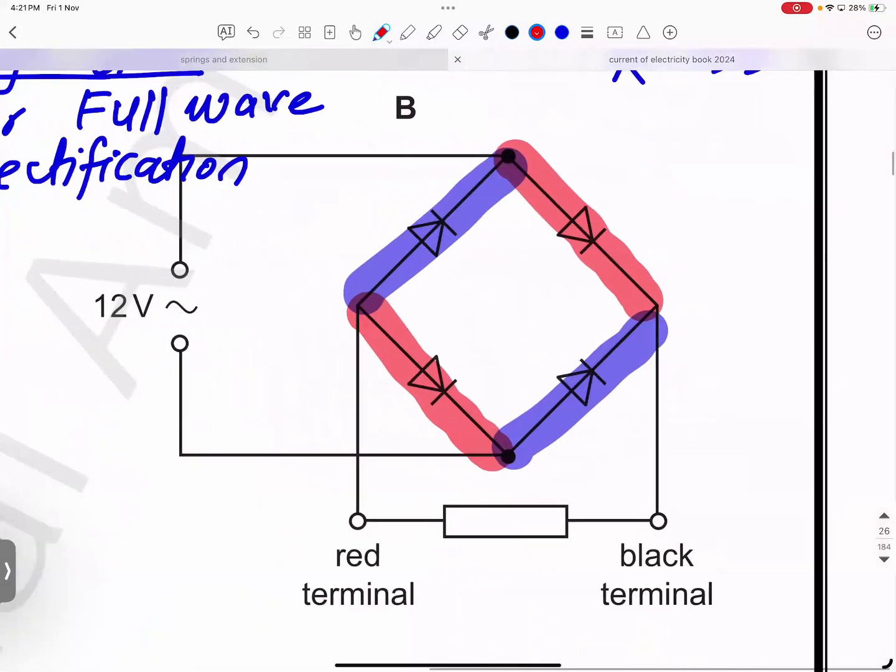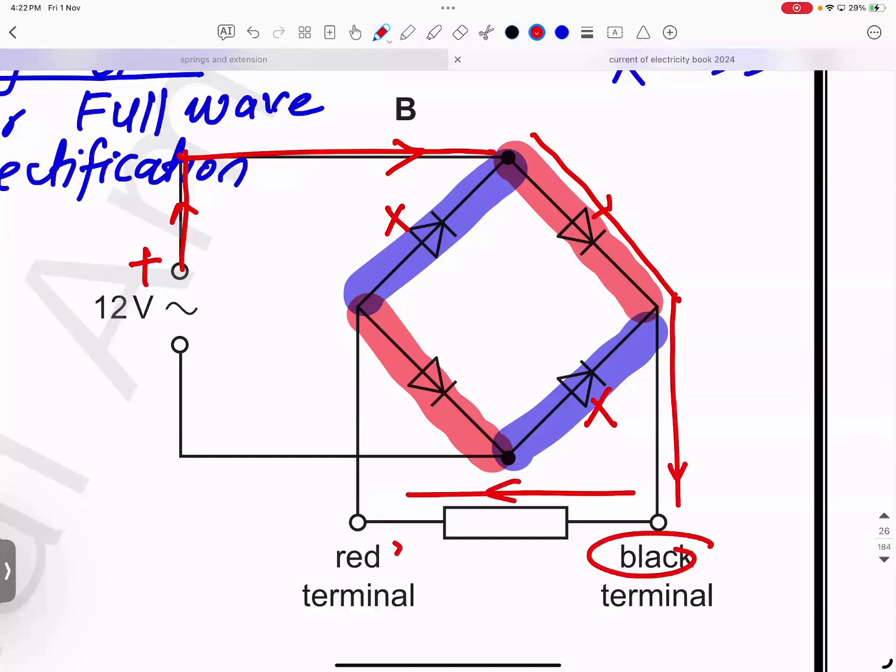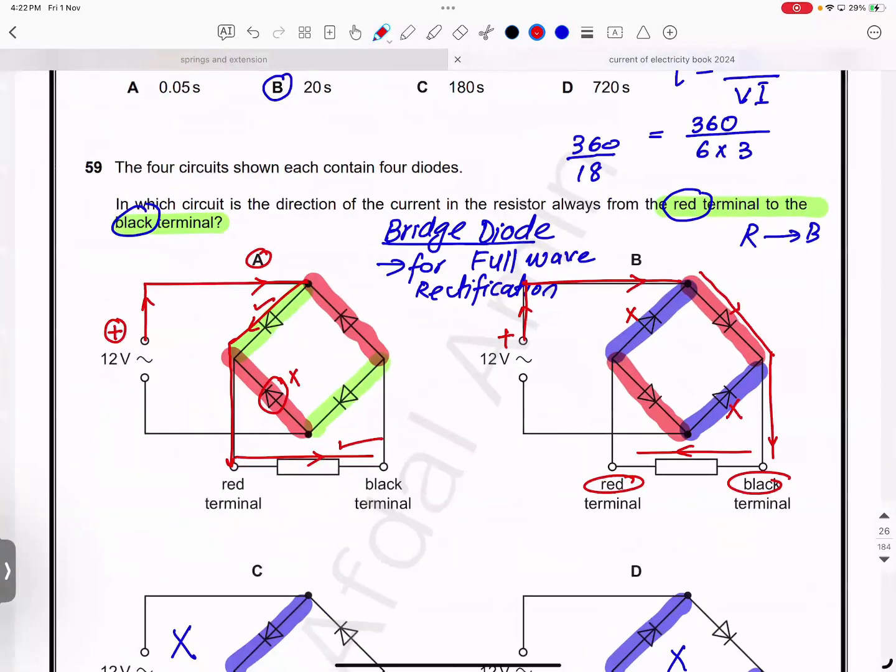Let's check why not B. If you look at B, current starts going this way. It reaches the junction. The blue diode will block. The red diode will allow. Again, blue will block. It will reach here. Current will go from black to red. We don't need that. We need from red to black. Option A.